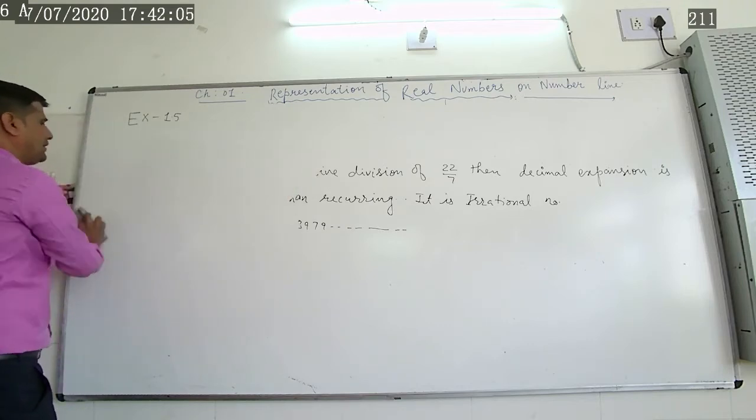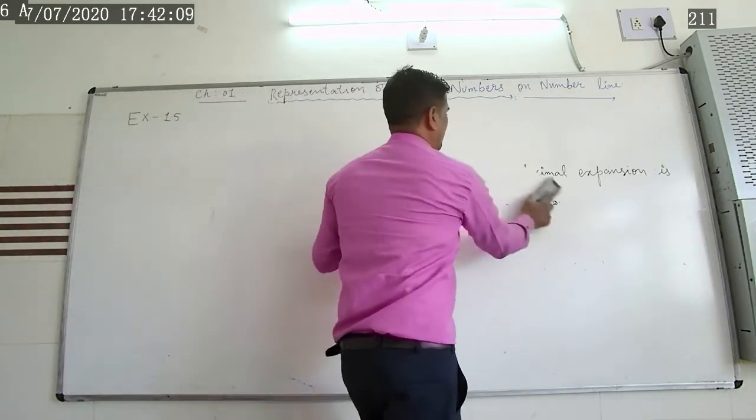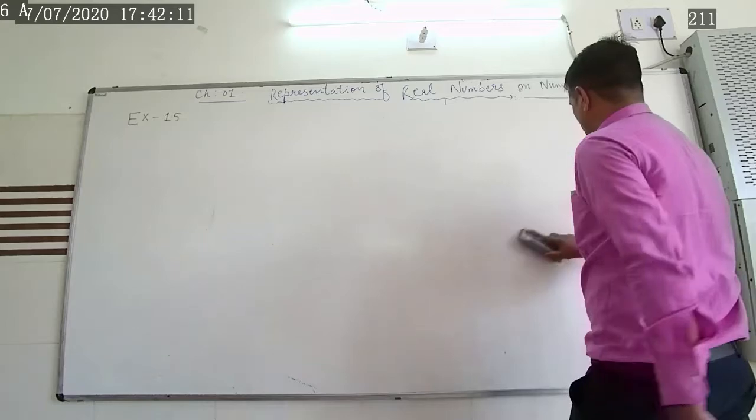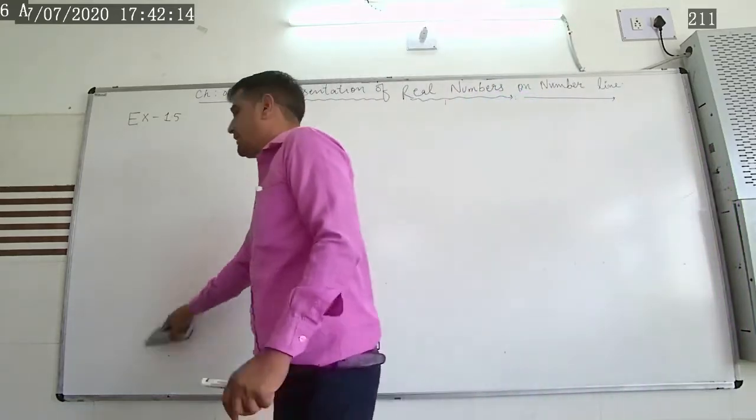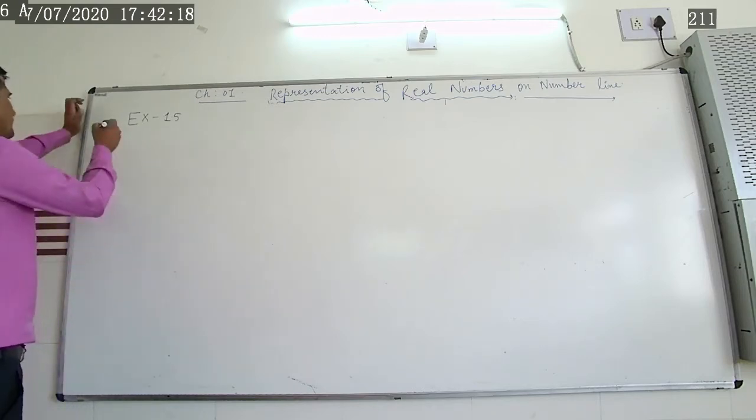This is a contradiction for us. 22 by 7 we took as p by q rational, but its decimal expansion is coming as irrational.